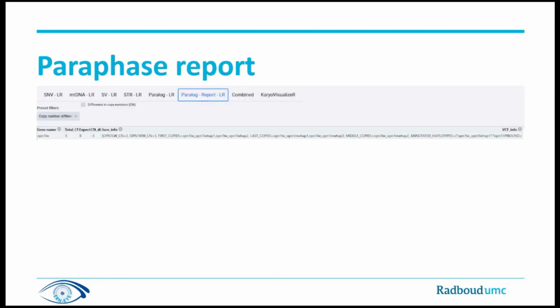Paraphase also includes a report that provides detailed information about the Opsin gene cluster. Since all the information comes as one long string of text in our variant analysis software, I've created an overview of some of the information that's present in the report.